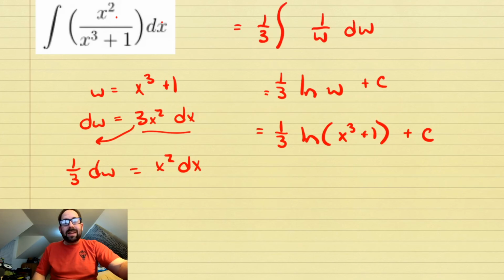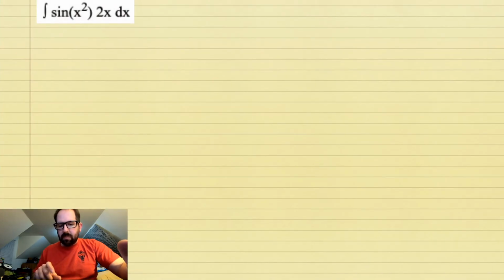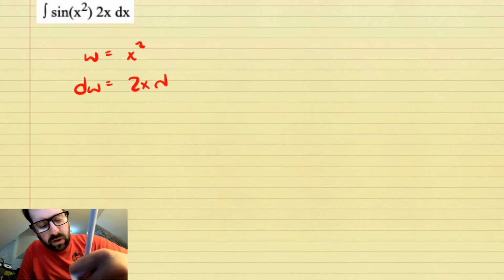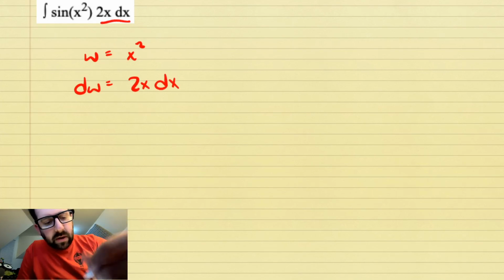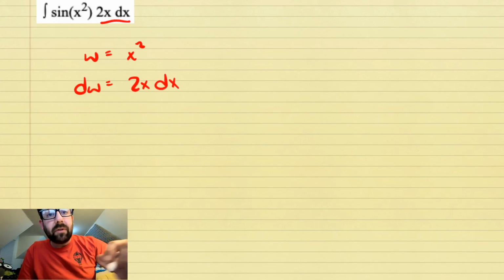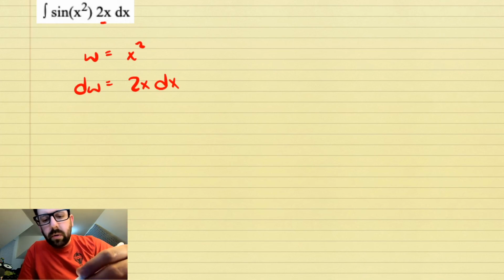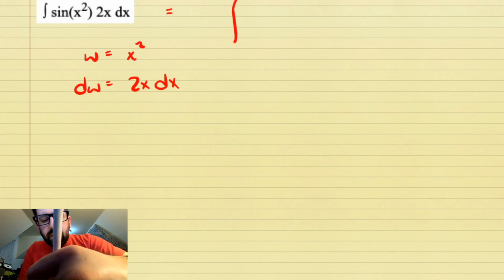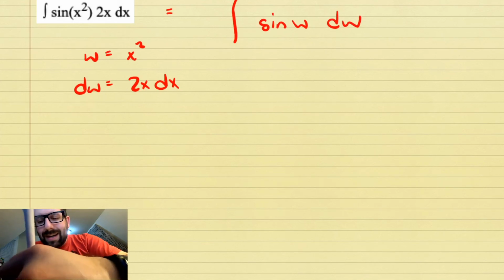Okay, let's go on to the very last problem here. Well, these are starting to make sense. Looks like on this particular problem, my w is going to be x squared. The derivative of that will be a 2x dx. And that 2x dx is accounted for, so I don't have to do any weird divide by 2 over. It was accounted for in the original problem. So it looks like this problem is going to be the antiderivative, or the integral of sine of w dw.